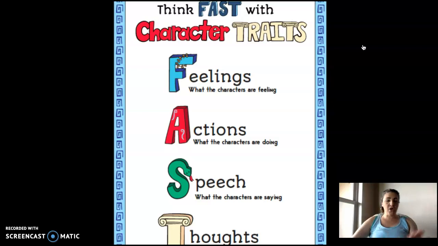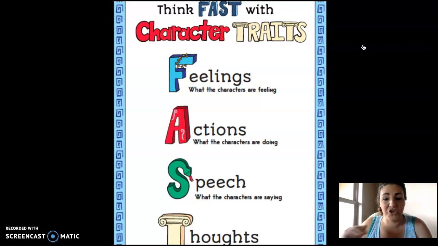Okay, so last week we went over character traits in your stuff. Today we're going to focus on character traits again, but what we're going to add in this week is character traits and their motivations. What motivates those characters to do what they're doing, to act like they're acting? So what we say is think fast with character traits. What I mean by think fast is FAST.